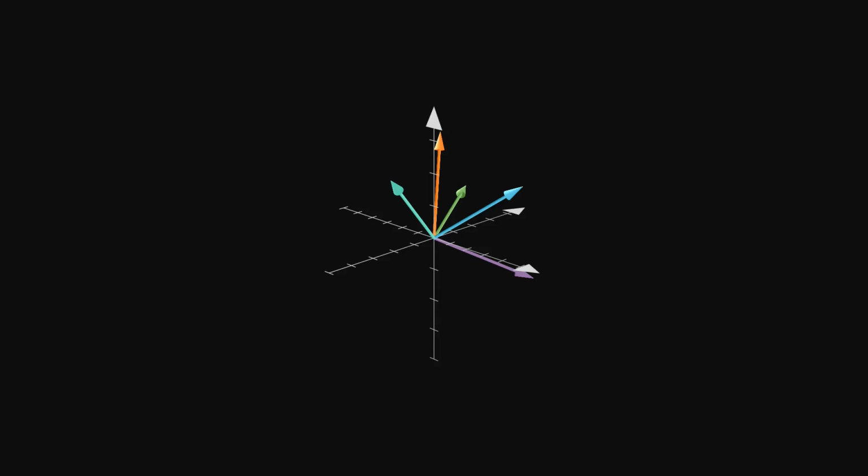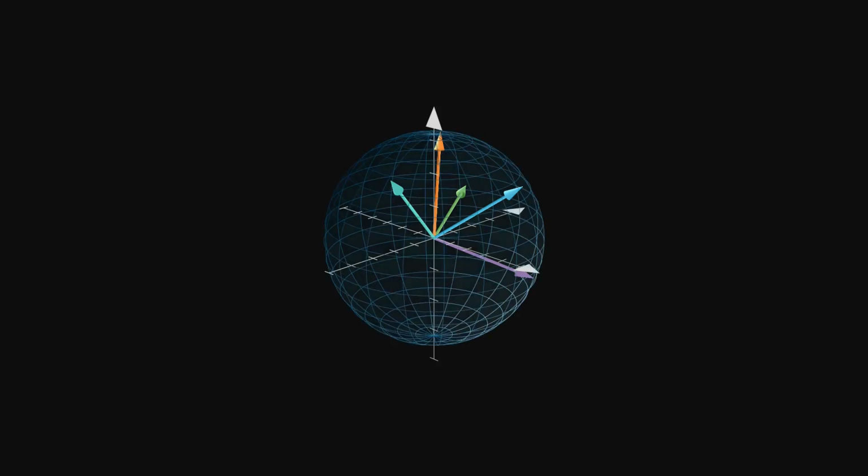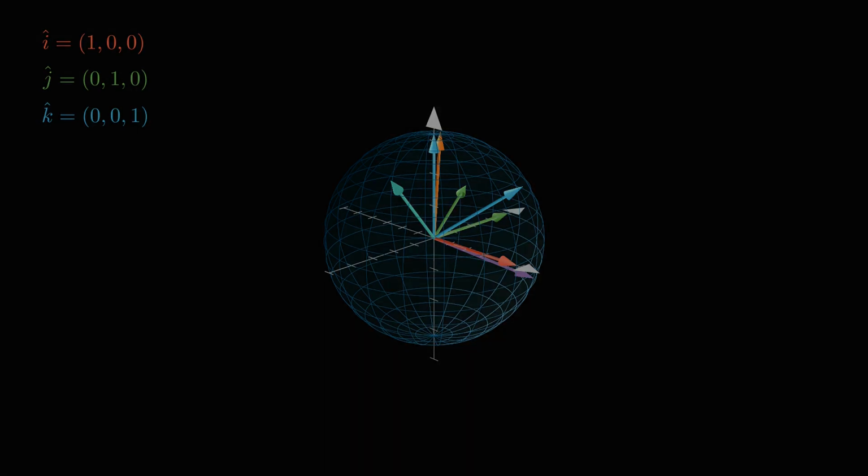See, every possible direction in 3D space corresponds to exactly 1 coordinate on a sphere of radius 1. That is the unit sphere, and every unit vector is simply a radius of that sphere. The 3 most fundamental unit vectors you will encounter are i hat, j hat, and k hat, the unit directions pointing down the x, y, and z axis. Every 3-dimensional coordinate system is built out of this primary triad.